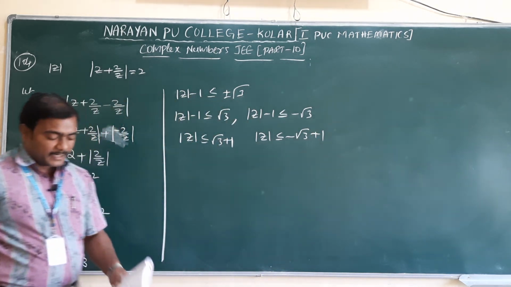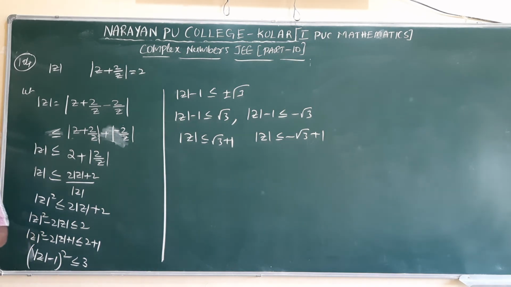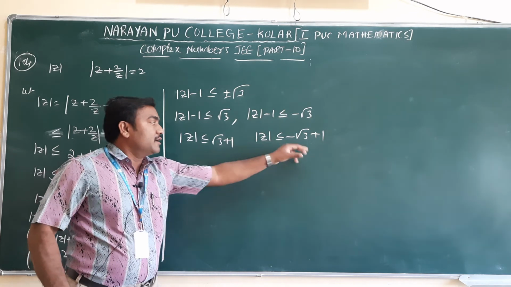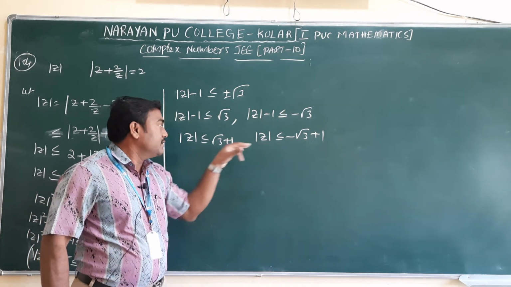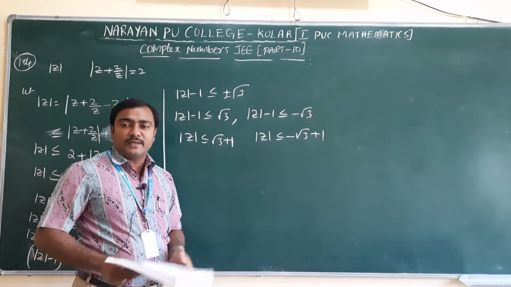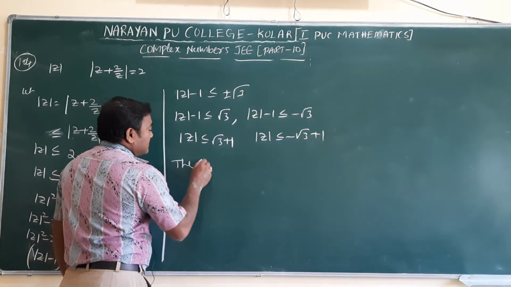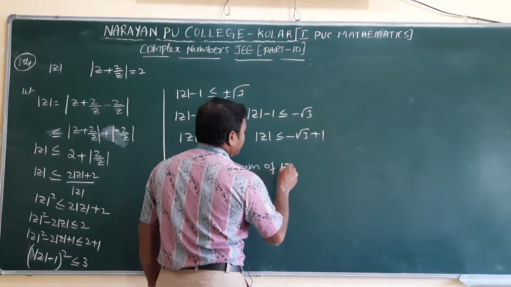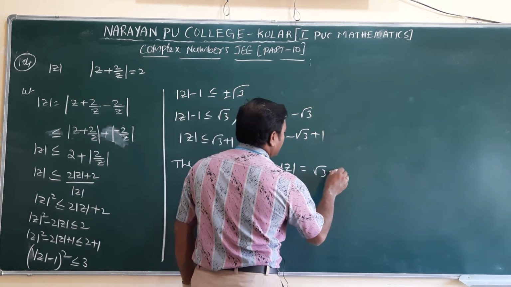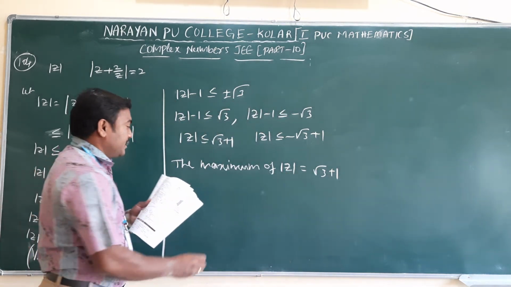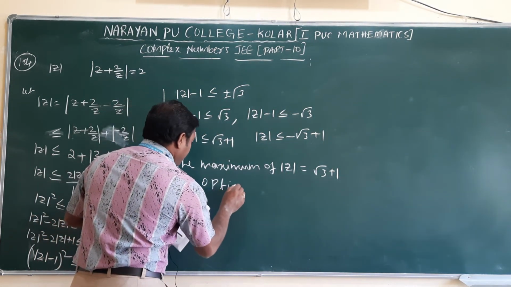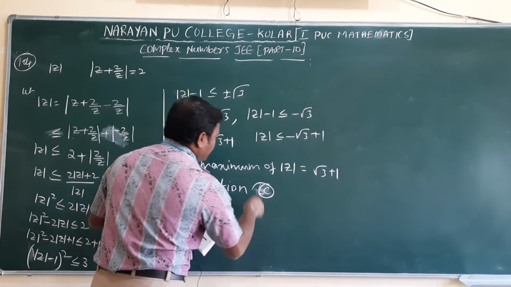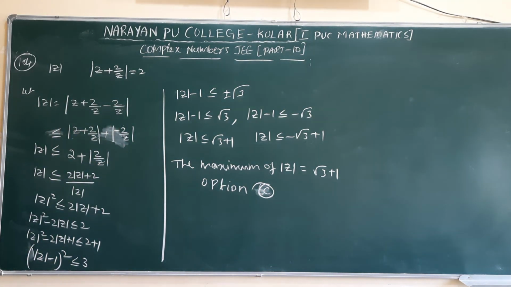They have given the condition for the maximum value of mod z. Here root 3 plus 1 is one candidate, but comparing both, the maximum value should be root 3 plus 1 only. The maximum of mod z is equal to root 3 plus 1. So option C is the correct option.